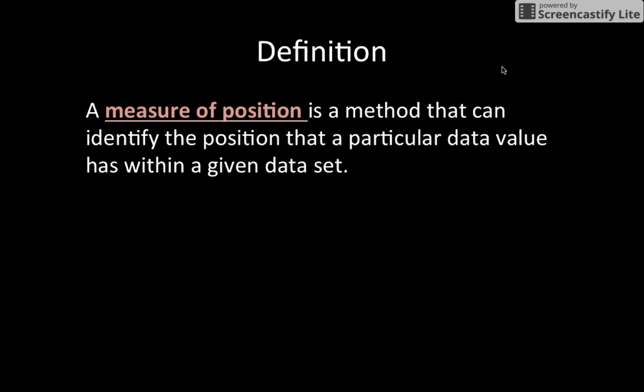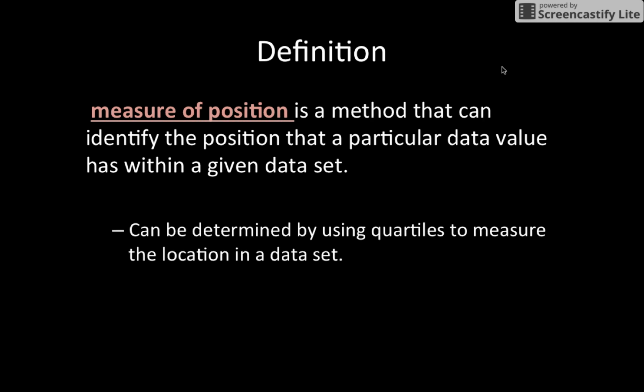The definition of measure of position is a method that can identify the position that a particular data value has within a given data set. It can be determined by using quartiles to measure the location in a data set.